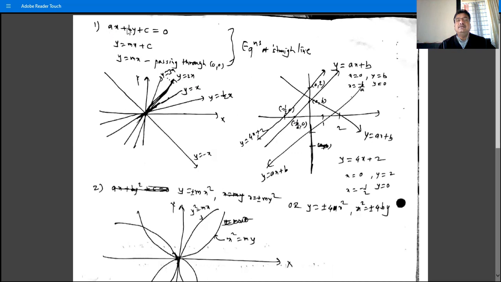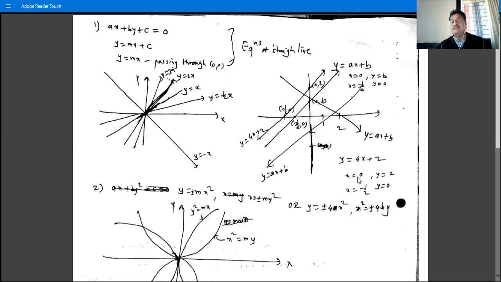And if the equation is in this form, where the value of c is 0, then these lines pass through the origin. But if the equation is y is equal to ax plus b, then the line cuts the x-axis and y-axis at some points. Okay, so suppose you want the graph of the line y is equal to 4x plus 2, then what is the graph of this line?